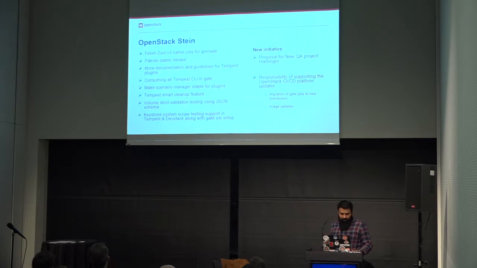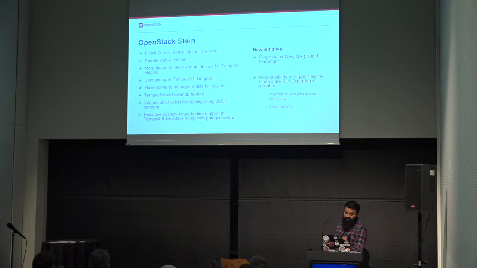So these are the items we did in Rocky. And apart from that, as I mentioned, we keep doing the gate stability work day to day, so that is also work we are doing in each cycle. So these are the items we are targeting for OpenStack Stein, and we discussed them during the Denver PTG.